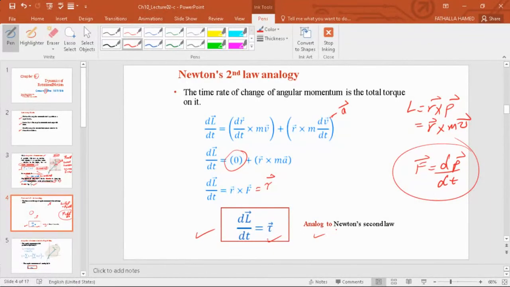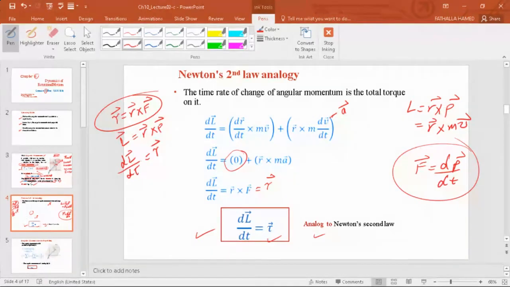So if you just look at what we did in the last lecture, we said that tau is equal to r cross F. Today we defined L as r cross p. And here we say that dL by dt is equal to what? It's equal to tau. Is this clear? So that's how we relate angular momentum to torque, as we related linear momentum to the force in chapter number 8.